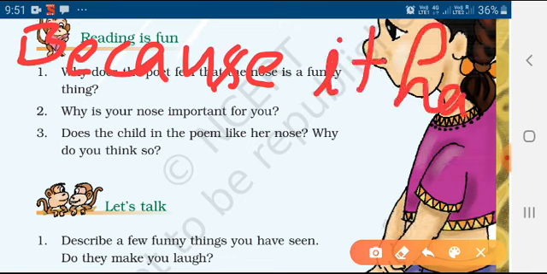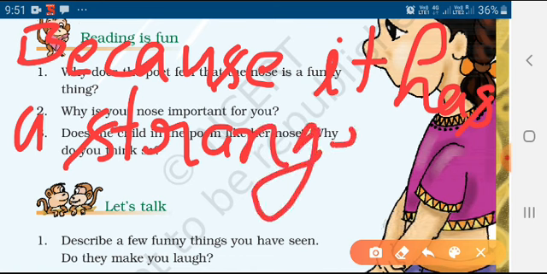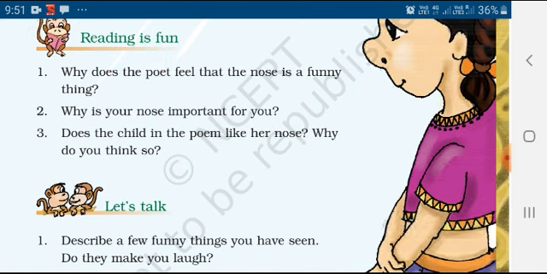it has a strange shape. Okay, you can pause the video and write it.